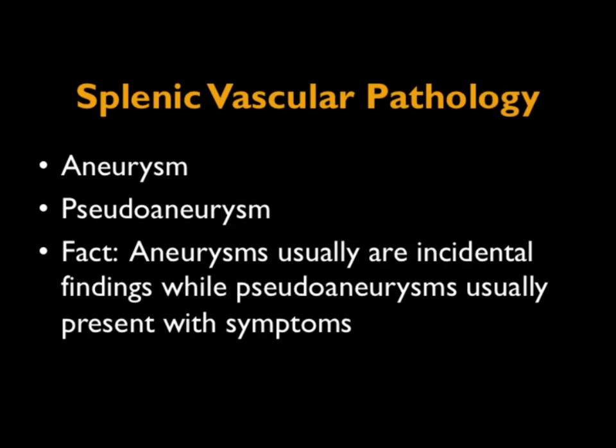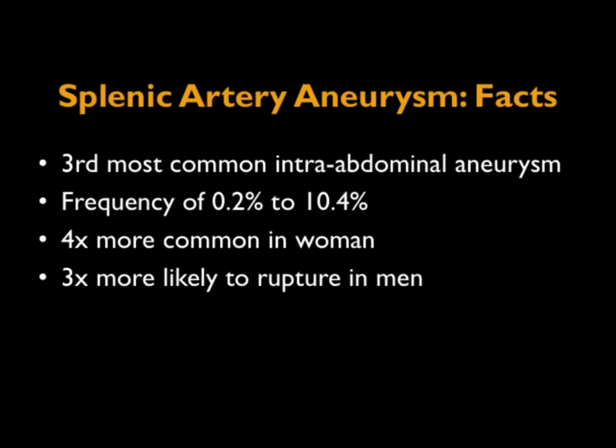Now, there are other things we think about in the spleen, and that would include vascular processes like aneurysms or pseudoaneurysms. Aneurysms are usually incidental findings, while pseudoaneurysms often present with symptoms. That's a good little pearl. Now, when you talk about splenic artery aneurysm, some of the facts.